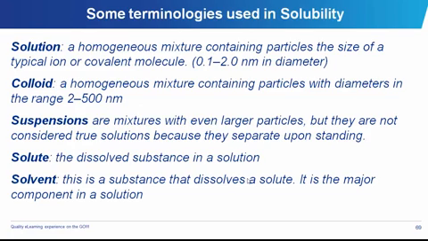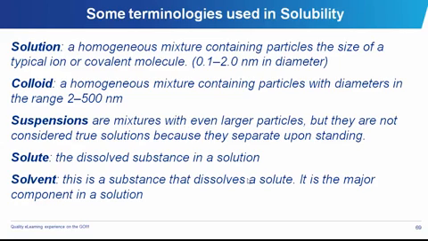Let's look at some technical terminologies. A solution is a homogeneous mixture which contains particles of a typical ion or a covalent molecule. A colloid is a homogeneous mixture which contains particles of diameters ranging between 2 to 500 nanometers. Suspensions are mixtures which have even larger particles, ranging from anything above 0.6 times 10 raised to the power minus 6. Anything above that size is a suspension.